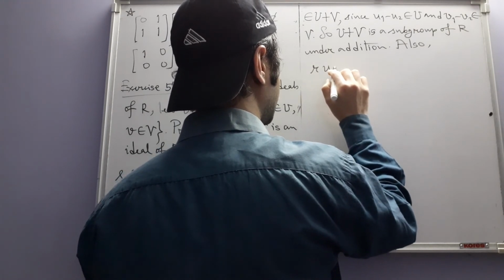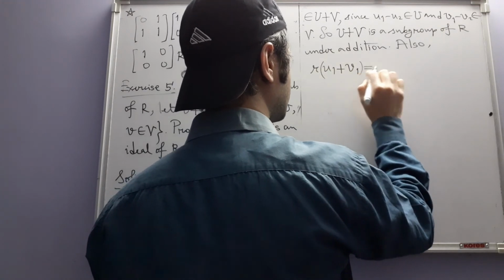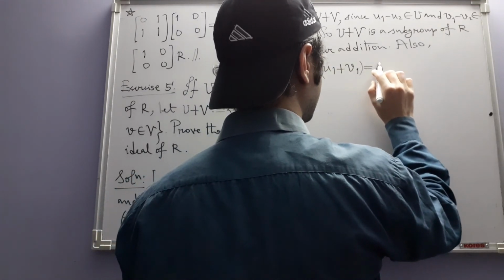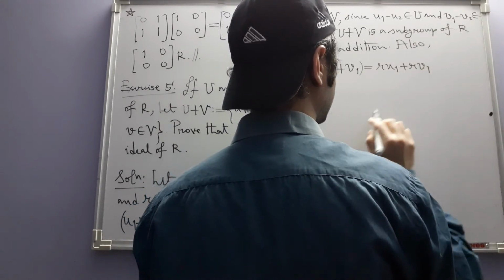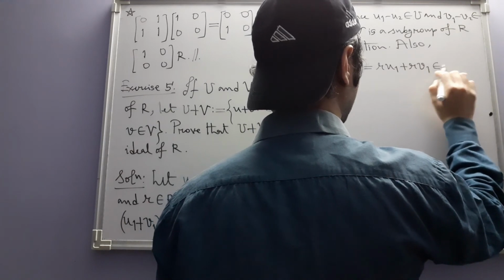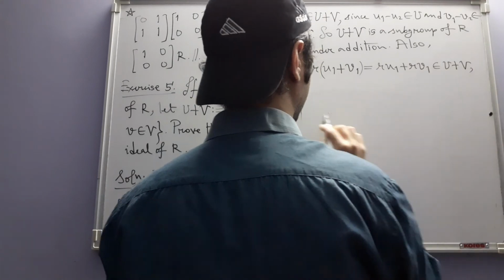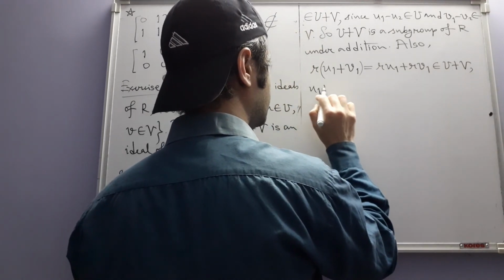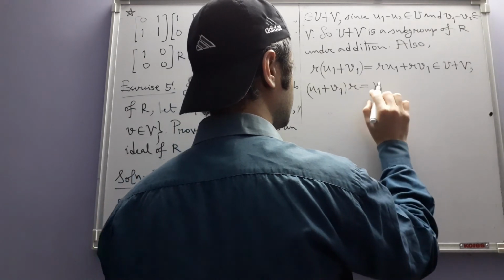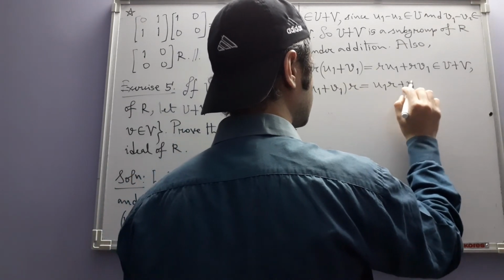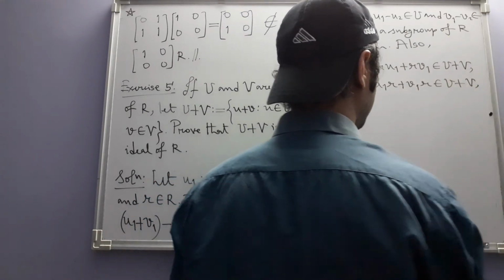Also, R times (U1 plus V1) equal to RU1 plus RV1, this belongs to U plus V, and (U1 plus V1) times R is equal to U1R plus V1R. This also belongs to U plus V.